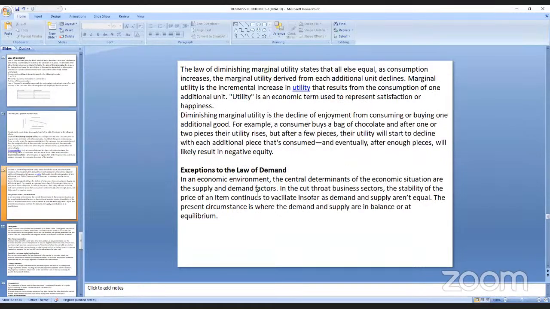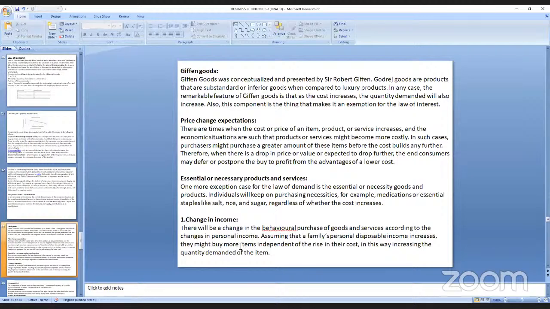In this exception, we have Giffen paradox, Giffen goods. Giffen goods are conceptual, which was presented by Robert Giffen. For example, Godrej goods. Everyone knows that Godrej goods are substandard and inferior goods when compared to luxury products. A remarkable feature of Giffen goods is that when cost increases, the quantity demanded will also increase.